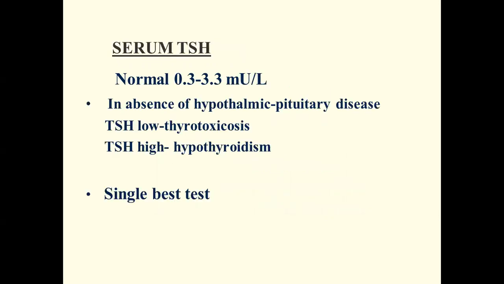And serum TSH, the normal range is 0.3 to 3.3 milliunits per liter. Now, TSH low means thyrotoxicosis and TSH high means hypothyroidism. This is applicable only in the absence of hypothalamic pituitary disease.